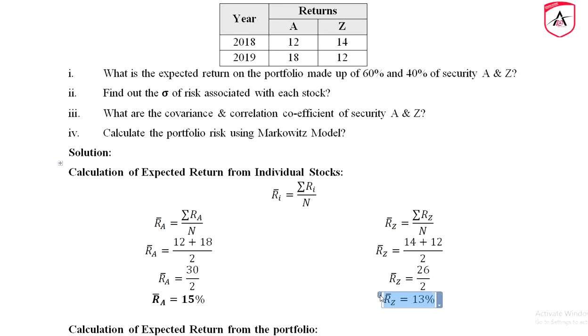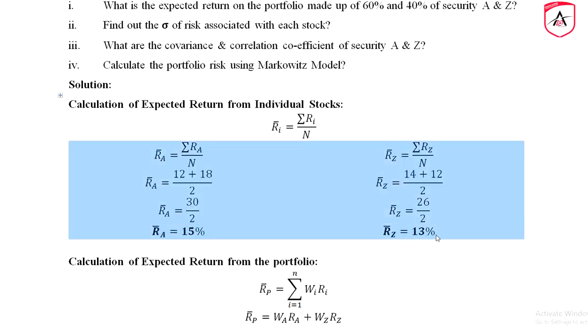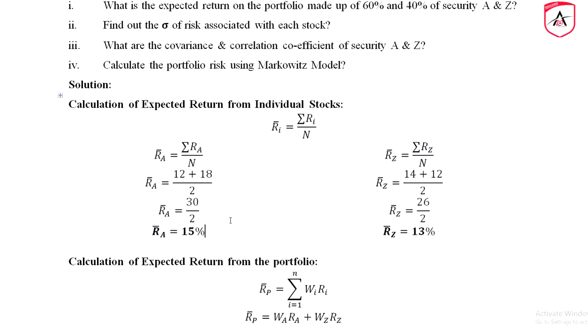So that is the return on individual stocks. Return from stock A is 15% and return from stock Z is 13%. Here we have written it as R bar. You have to observe this R bar. R bar means mean returns. R means return. This bar stands for mean.